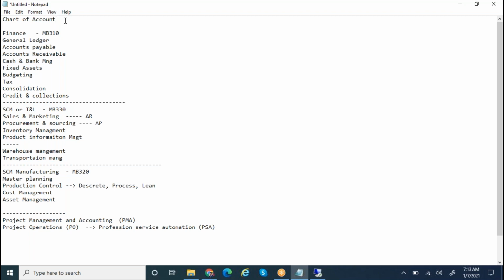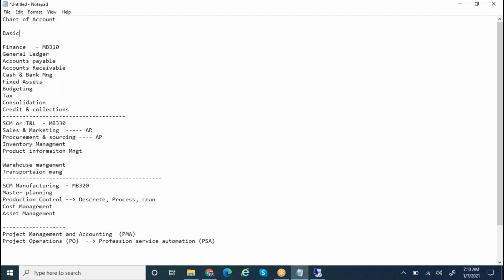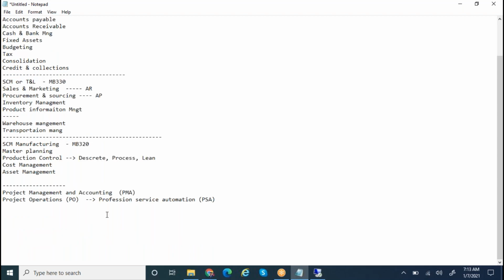Okay, if you want to do certification for anyone, you can do certification for anyone, but there is one more basics. This is MB 300. You need to complete this 300 also, then only you will be certified on anyone. I mean to say, if I want to be a certified finance consultant, you need to complete 310 and 300. If you want to complete certification for 330, then 330 and 300. And there is one more, MB 700, that is for solution architect.